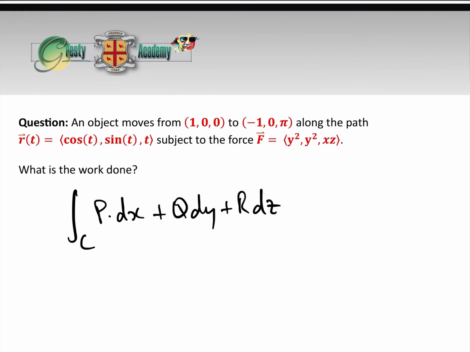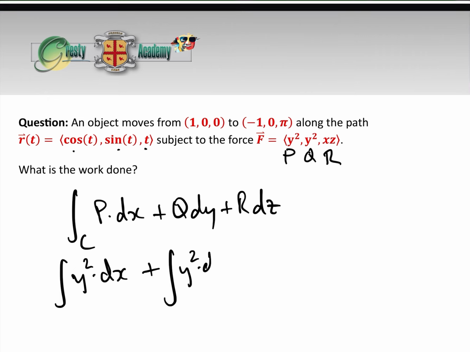Okay, and we know that p is y squared, q is y squared, and r is xz, and we know what r of t is. We know it's cos t sine t. So basically we can rewrite this here as the integral of p, but we know p is y squared dx, add the integral of y squared dy, add the integral of xz dz.